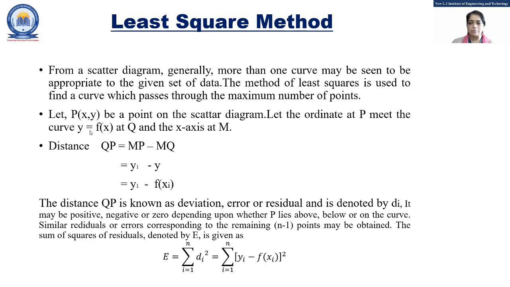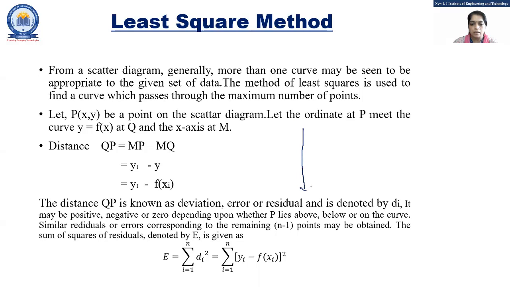Now, what is the least square method? From a scatter diagram, generally more than one curve may be seen to be appropriate to the given set of data. The method of least square is used to find a curve which passes through the maximum number of points. Let P(x, y) be a point on the scatter diagram and let the ordinate at P meet the curve y equal to f of x at Q and the x-axis at M.